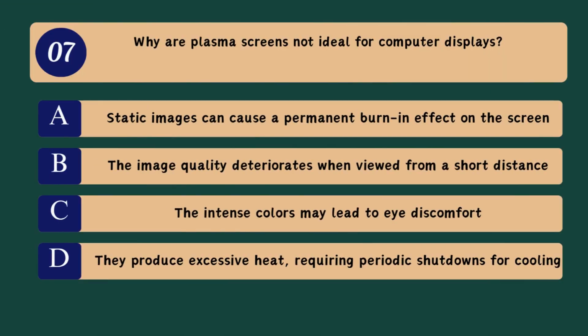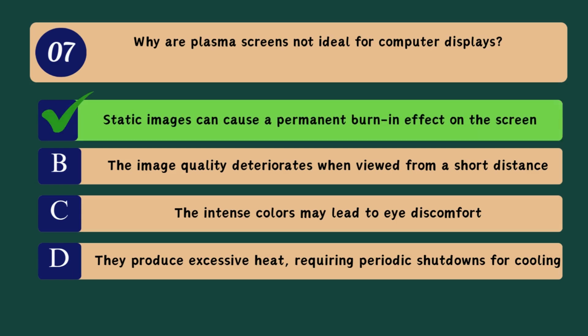Question 7. Why are plasma screens not ideal for computer displays? A. Static screen elements can cause permanent burn-in shadows. B. Their image quality is inadequate when viewed from a short distance. C. The vivid colors lead to eye strain. D. They produce excessive heat, requiring periodic shutdowns to cool.